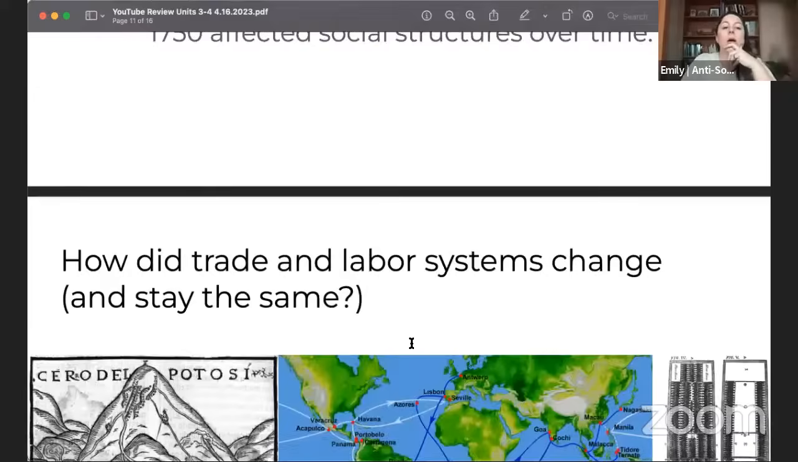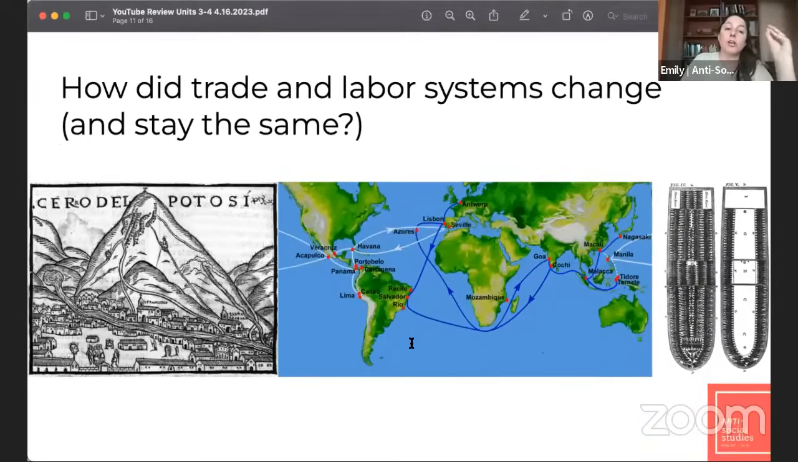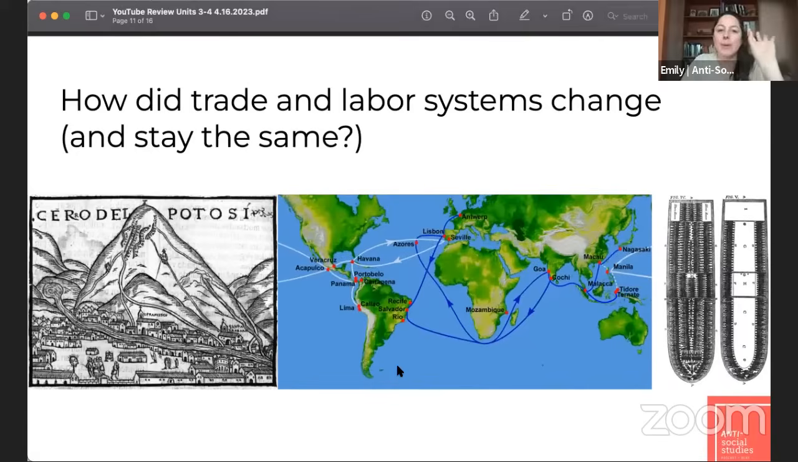Okay. So one question that the College Board is obsessed with is about trade and labor systems. Unit 4 is an economic unit. Unit 4 is about economics, it's about trade, it's about labor. And these are euphemisms, like a new labor system is a euphemism for the slave trade and chattel slavery, right? Which involves humans and is a social thing. But ultimately, the College Board is interested in the new economy that's developing, right?